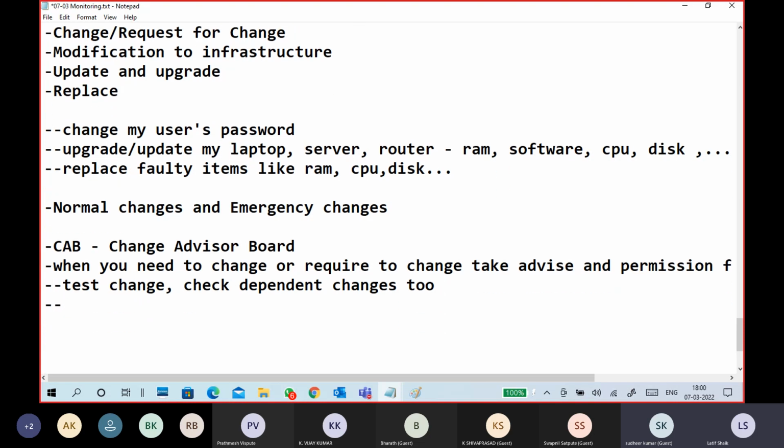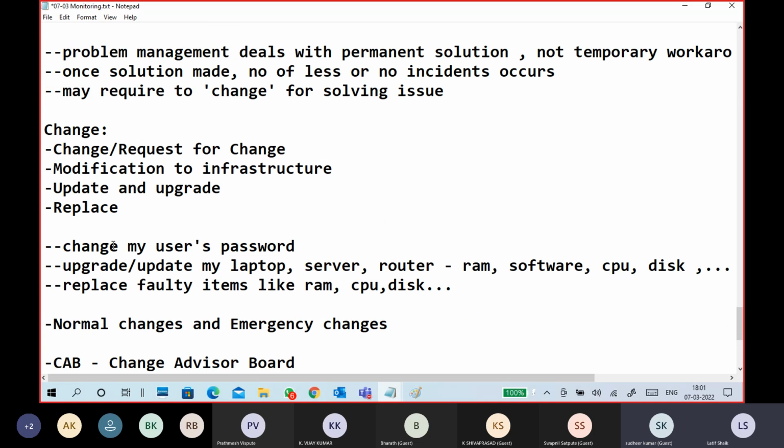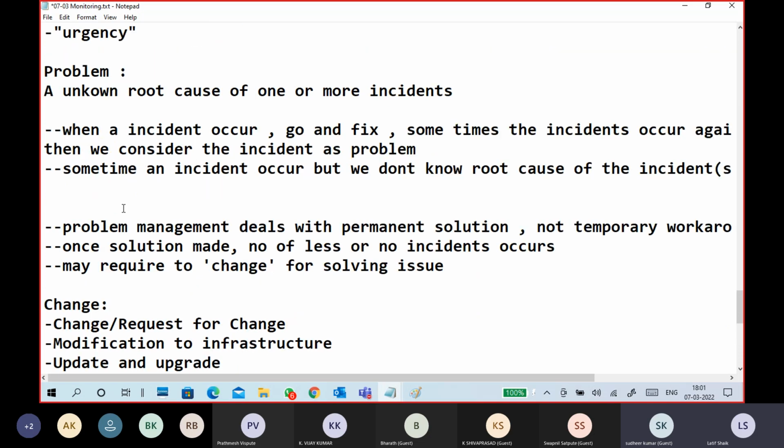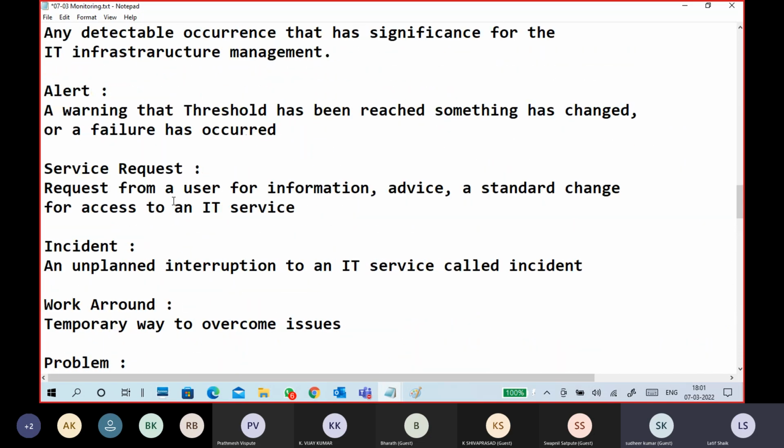Next, report or document the changes after you made every change. Okay, so compulsory you have to report it, guys. That is very important in change management.